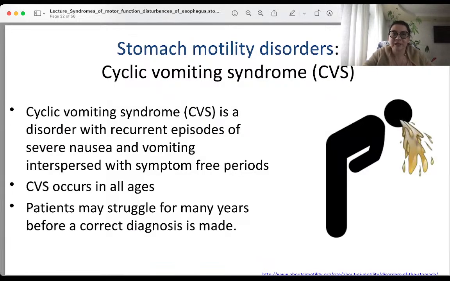The next disorder we name cyclic vomiting syndrome. Cyclic vomiting syndrome is a disorder with recurrent episodes of severe nausea and vomiting, interspersed with symptom-free periods. Cyclic vomiting syndrome occurs in all ages. Patients may struggle for many years before a correct diagnosis is made.